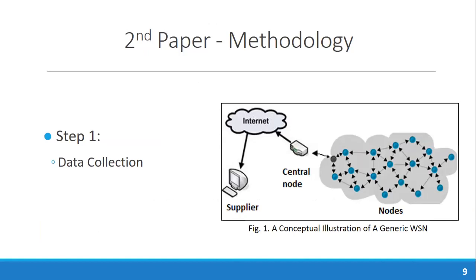Here on the right side, a diagram shows the wireless sensor network, which shows how data is being collected. Here the nodes represent smart meters, which will be fitted in all households connected to the grid. The data is gathered from these nodes and sent to the supplier through the internet, through the central node. The supplier in this case is our software, or our system.